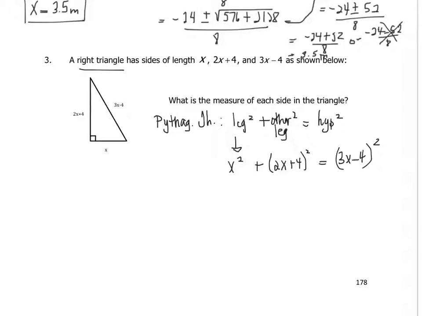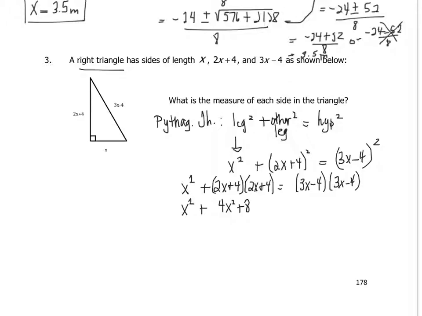So all we have to do now is simplify that. So this is going to be x squared plus 2x plus 4 times 2x plus 4 equals 3x minus 4 times 3x minus 4, which is going to give you x squared plus 4x squared plus 8x plus 8x plus 16 equals 9x squared minus 12x minus 12x plus 16 when I multiply that out.